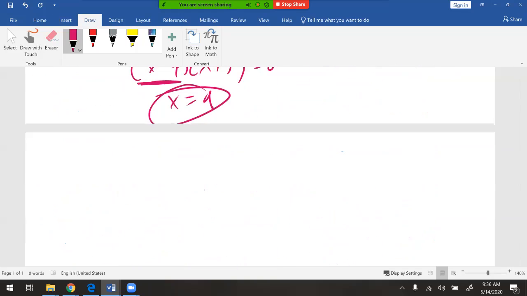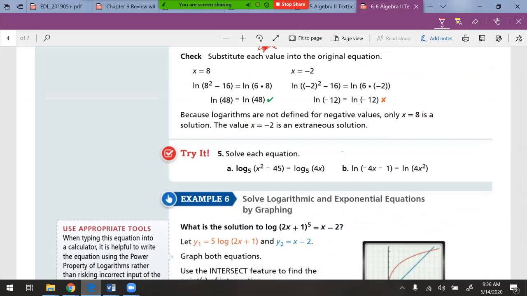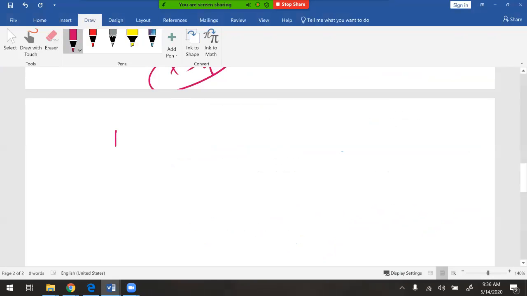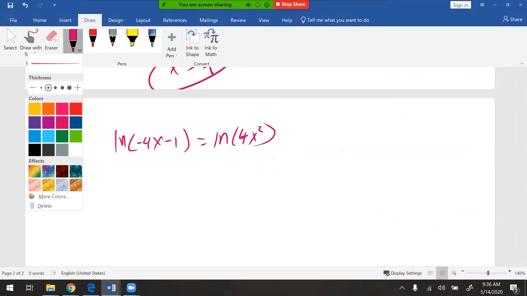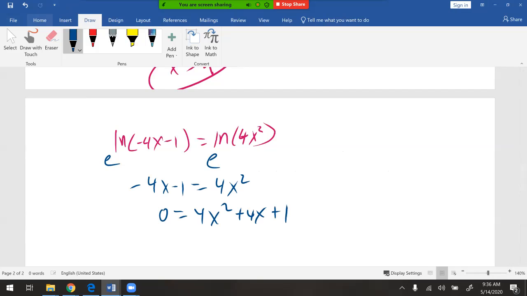Okay, let's do another example. Just like it, ln of -4x minus 1 equals ln of 4x squared. This involves base e. So -4x minus 1 equals 4x squared. We're going to move everything to the other side and set it equal to 0: 4x squared plus 4x plus 1.